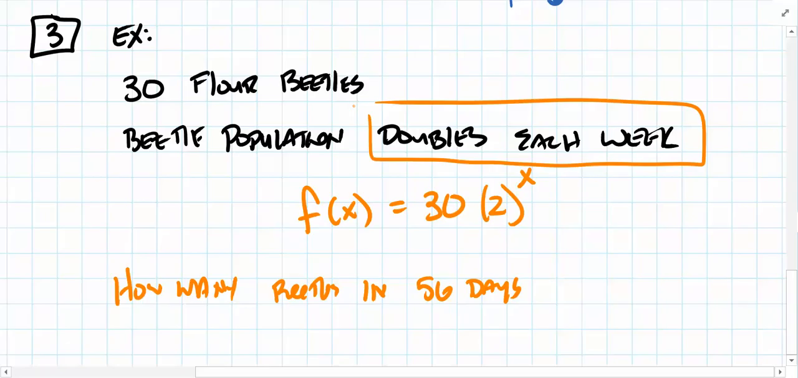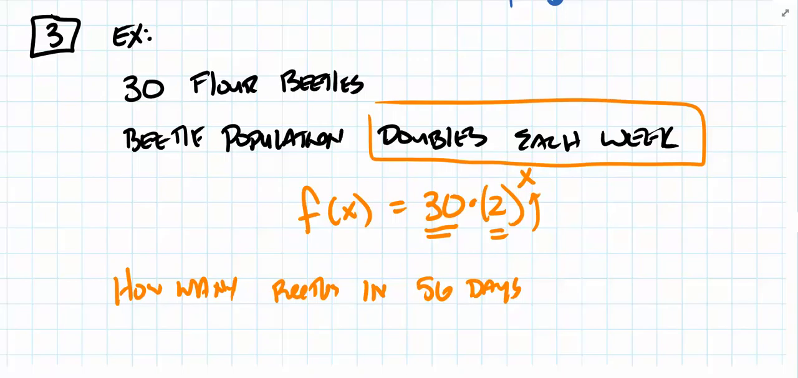Well, that's given by the function here. So we're taking our initial amount, we're taking our base, and we need an exponent in order to double things. So if I'm going to double things twice, that'd be 2 squared, and then times our initial amount. If I'm going to double things 3 times, that's 2 times 2 times 2. That's where exponential functions come into play. So I have 30 times 2 to the x. Now x is in number of weeks. So if I have 56 days, how many weeks would that be?